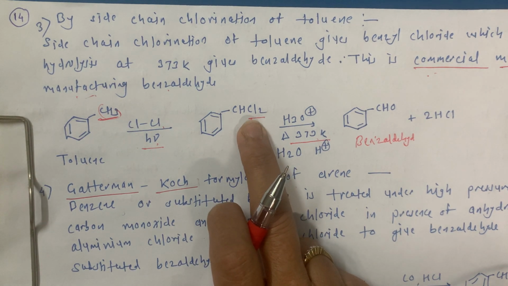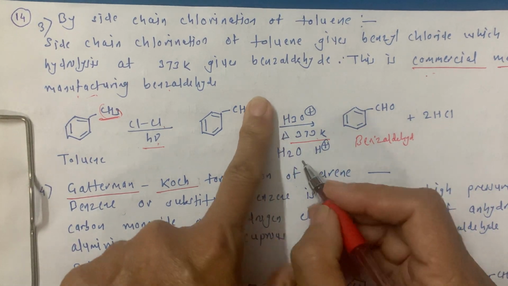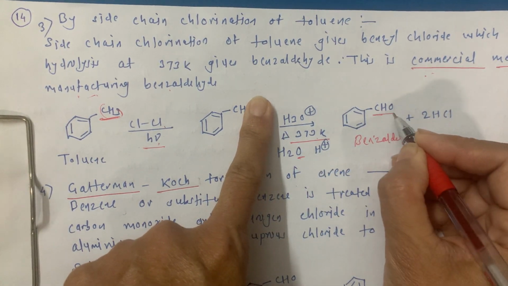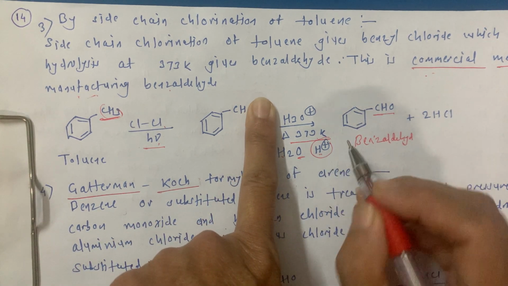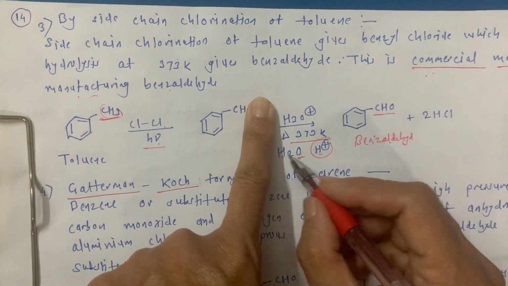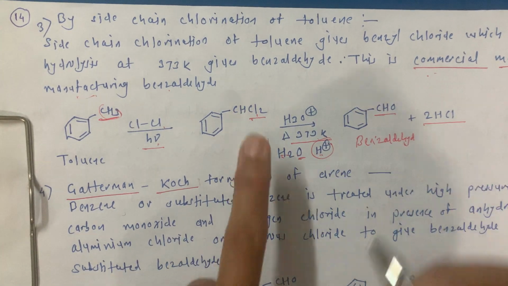This is the chlorination. And then on hydrolysis, with these two chlorines, one of the oxygens is attached over here, that is the CHO, from H2O, and this is the H, means the acidic condition, and these remaining two H are going to attach to this chlorine. So there is the formation of twice HCl.